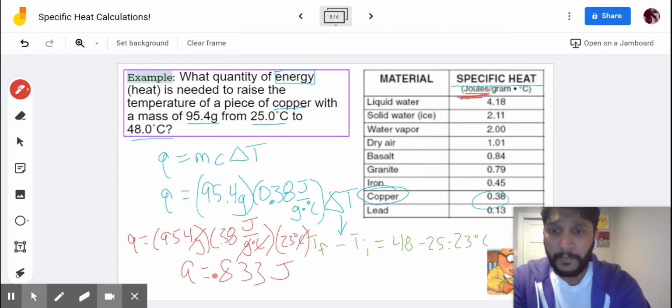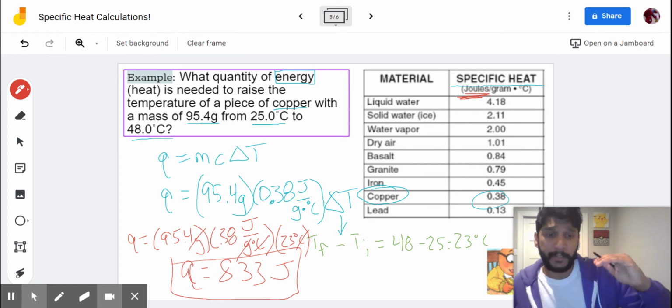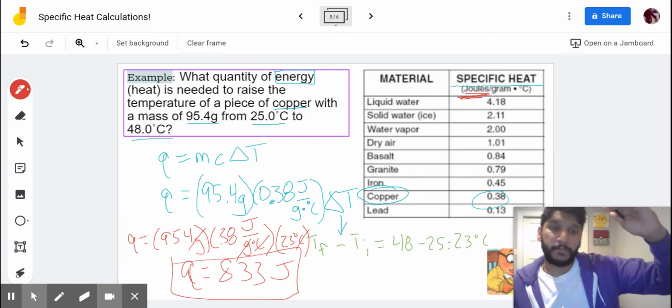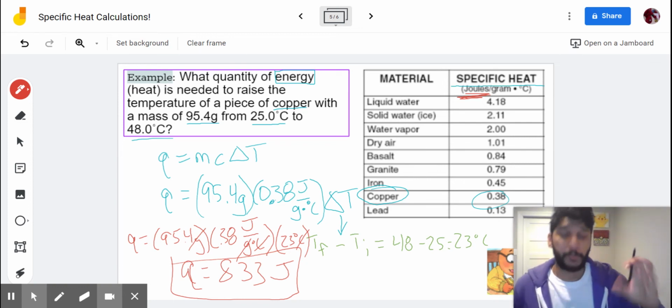So for this problem, let me make my Q look better. It will take 833 joules to change the temperature of 95.4 grams of copper from 25 degrees Celsius all the way up to 48 degrees. So that's just how much energy we would have to put into that.